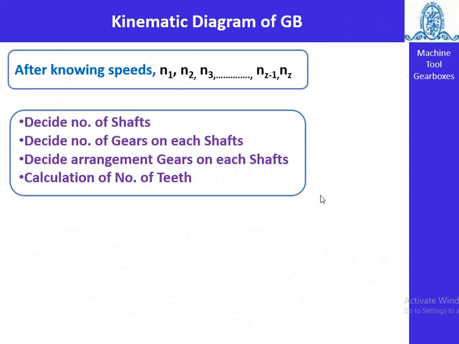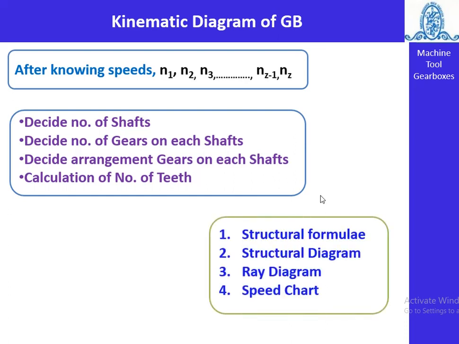And the next topic is how to draw a kinematic diagram of a gearbox. After knowing the various speeds while taking phi as constant, we got the speeds from n1 to nz, or n minimum to n maximum. The kinematic diagram decides the number of shafts, then the number of gears involved, how many gears are on each shaft, the arrangement of gears on each shaft, and the calculation of the number of teeth. So all this information we can get from the kinematic diagram.